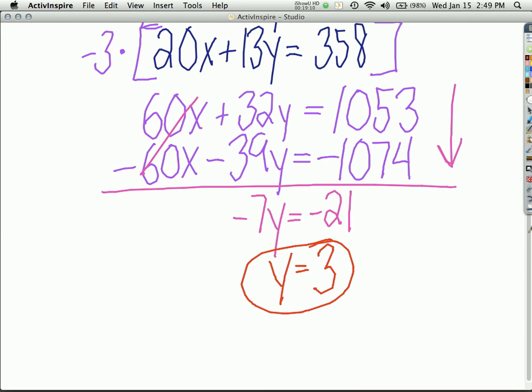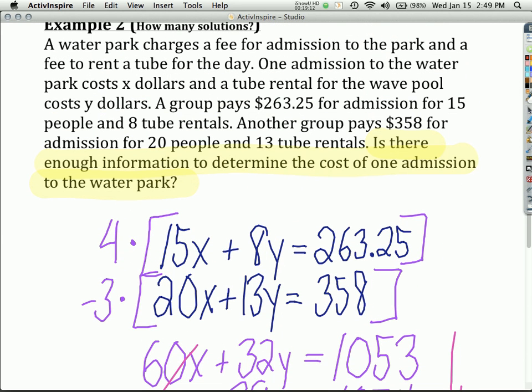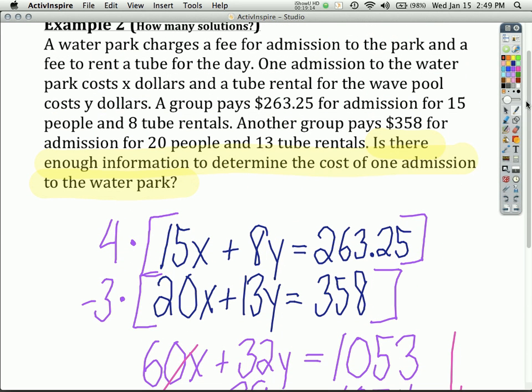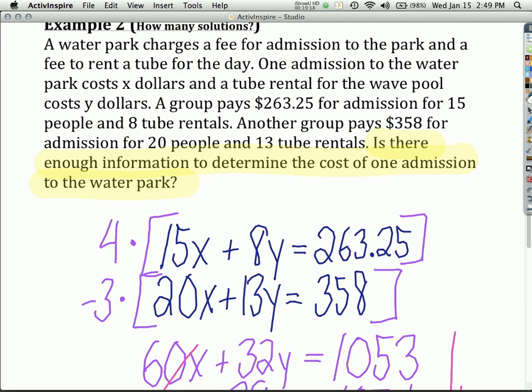So now maybe we can answer the question, do we have enough information to find the cost of one admission? Yeah. It's a yes or no question, but you got to be able to explain. What do you think, Kayla? Okay, well, let's start with yes or no. Yes, okay. Now someone explains. Go ahead, Alicia. That's right, that was a great explanation.